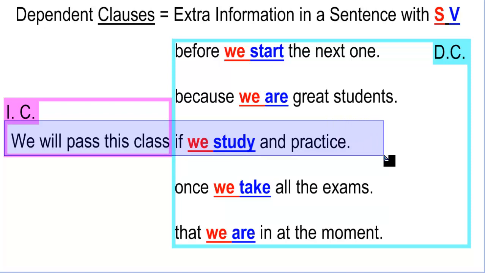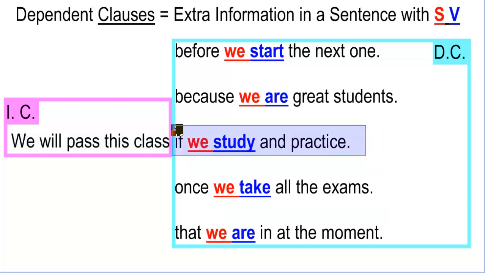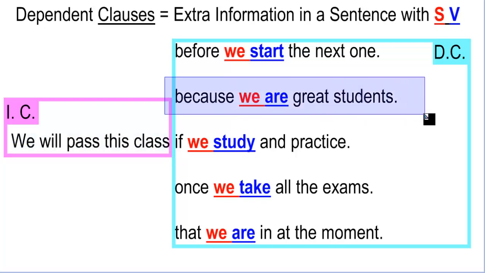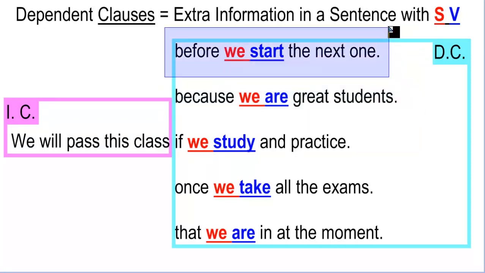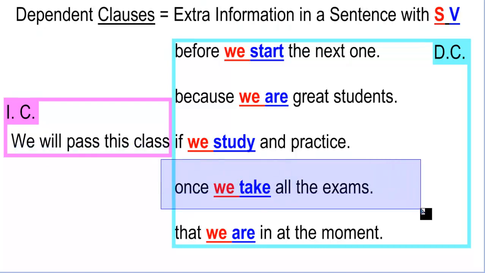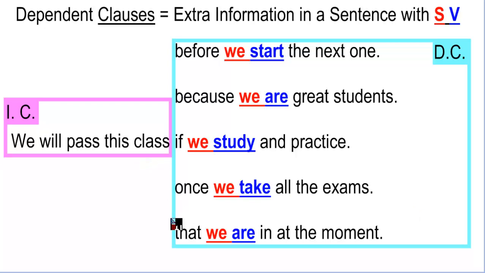So you see, I am giving you extra information. I am telling you the condition for this statement. Or I can tell you, well, we will pass this class because we're great students. That's the reason why we're going to pass this class. Oh, we will pass this class before we start the next one. Okay, the next cycle is going to be a different class. So yes, that's logical too. I could say, we will pass this class once we take all the exams. It's another condition. We will pass this class that we are in at the moment. What type of class? Well, the type of class that we are in this specific moment.